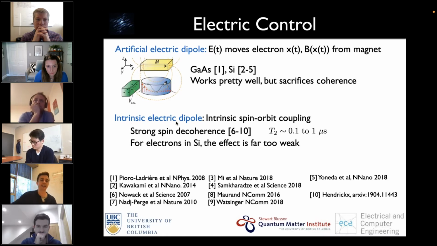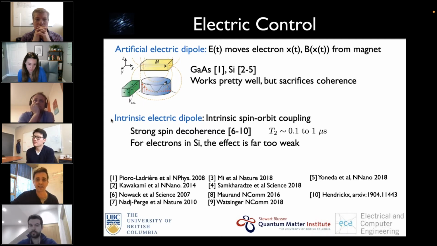Then another idea that has been around for a long time, probably first mentioned or published on by Daniel Loss, is using the intrinsic electric dipole of a particle in a solid that arises because of special relativity or the intrinsic spin-orbit coupling. However, the story here has for a very long time been very bleak, which is that coherence times will be suppressed by 5 orders of magnitude. And trying to use this for electrons in silicon would be difficult because it's just very weak.